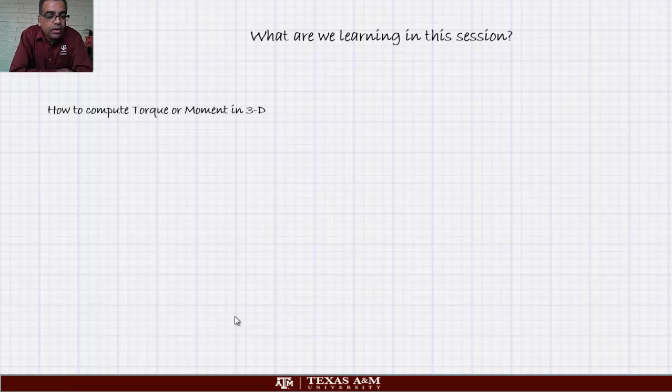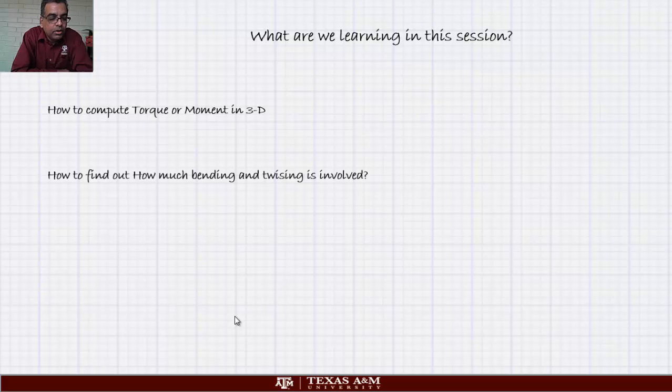Item number 1, we are going to learn how to compute torque or moment in 3D. And item number 2, out of the torque or moment, you will get a vector. And then you want to find out how much bending and twisting is involved. It should say twisting and not twisting. So let's fix that.